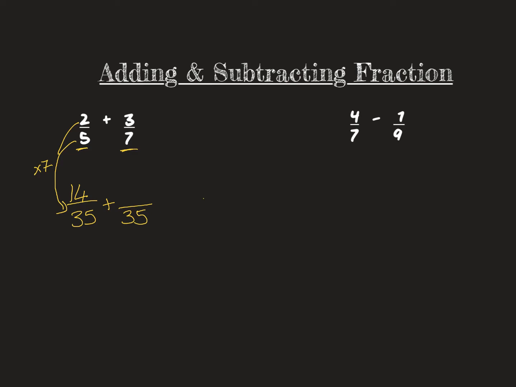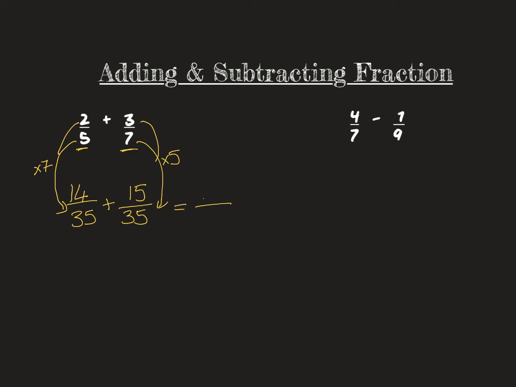On this other side, to get from the 7 to the 35, we multiplied by 5. So 7 times 5 is 35. So we also need to multiply the top number by 5. So 3 times 5 is 15. So we've got 14 over 35 plus 15 over 35.